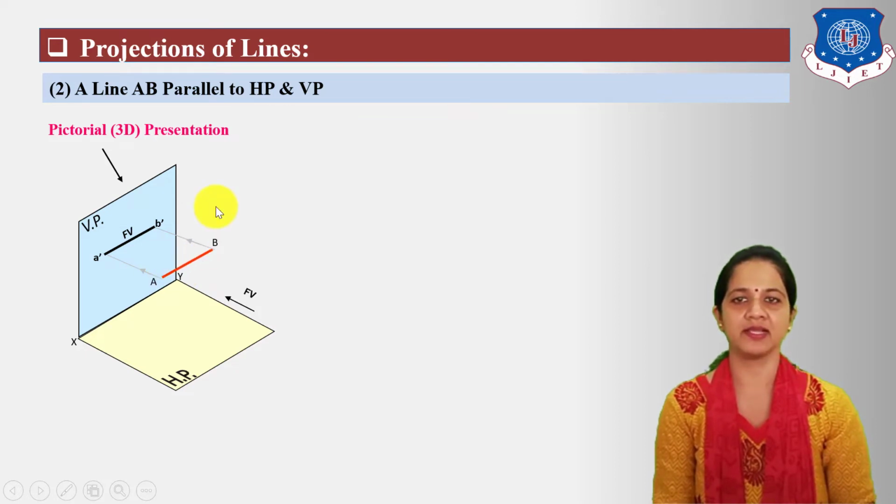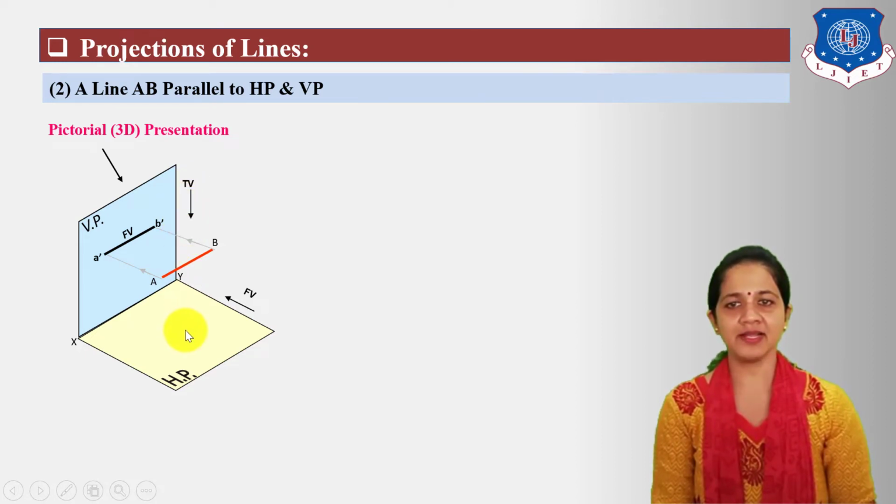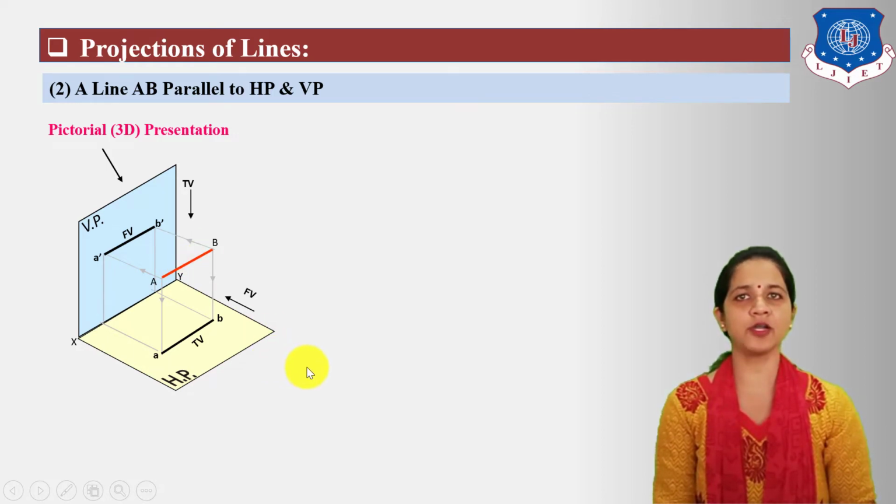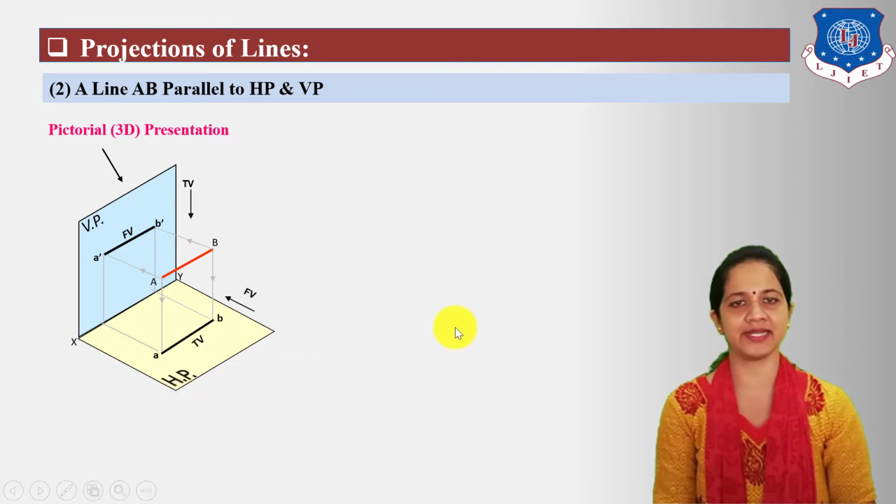Next, when we take projection from top direction, we get its top view on horizontal plane, and it is a straight line denoted by AB, and the length of AB is equal to given line AB. Now for orthographic projection drawing with reference to XY, we need to rotate horizontal plane in clockwise direction.